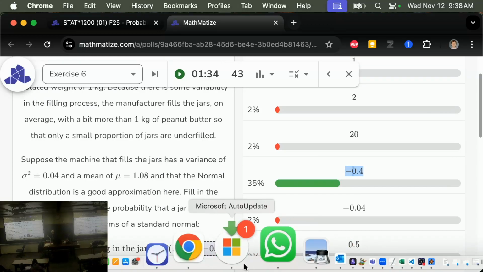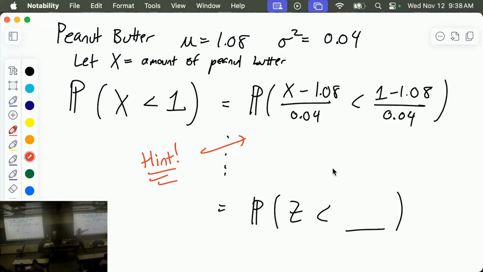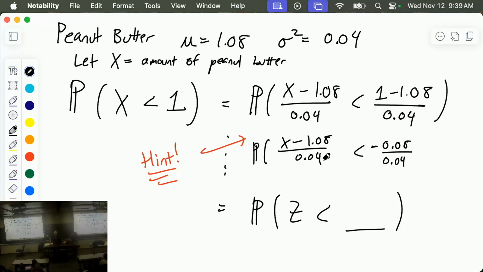Let's look at what I did. I got (1 minus 1.08) divided by 0.04. If you do the division, that is -0.08 divided by 0.04, and that is negative. So this is the probability of (x minus 1.08) divided by 0.04, and that is -2. This is equal to -2. But -2 is not the right answer.